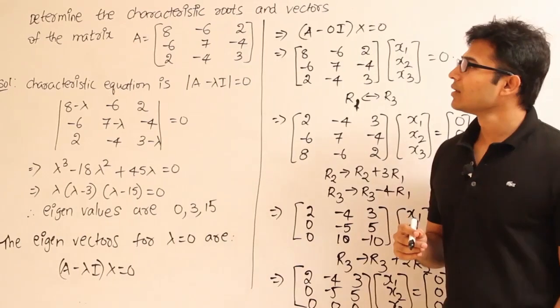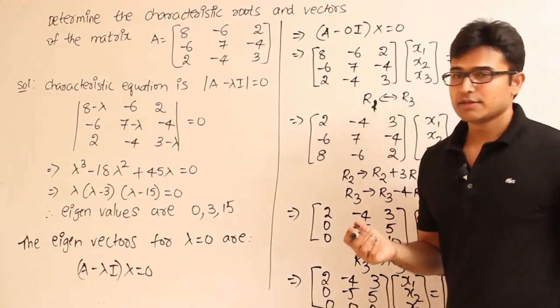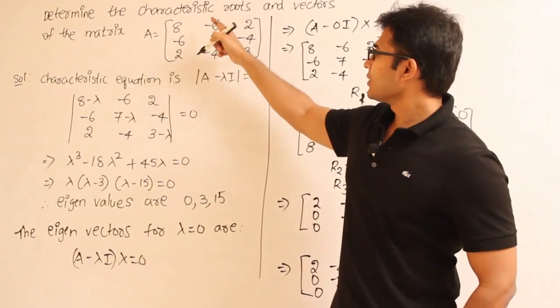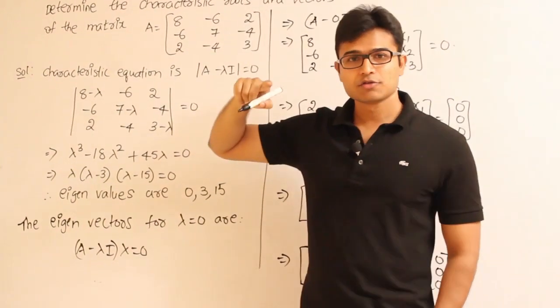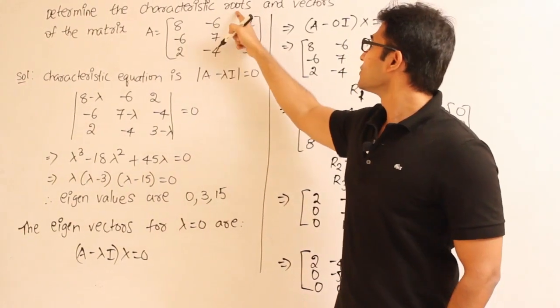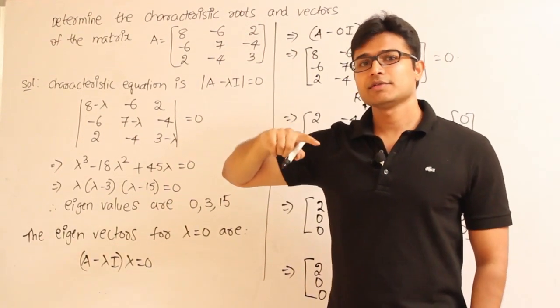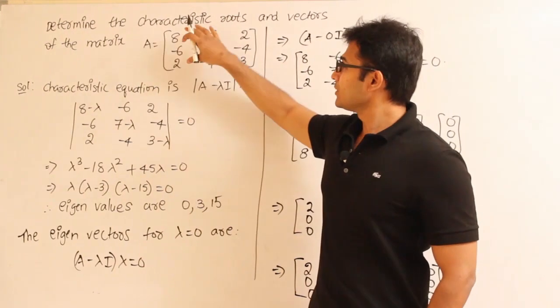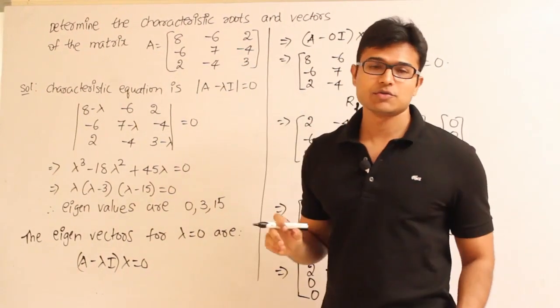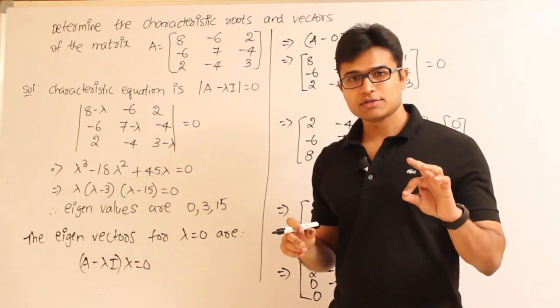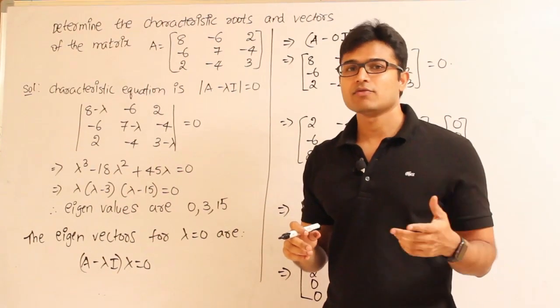Now let's see this one. It is a 3 by 3 matrix, and now we are supposed to find out characteristic roots. Characteristic roots means eigenvalues. Characteristic vectors means eigenvectors. So for a 3 by 3 matrix, we are supposed to find out characteristic roots and characteristic vectors. So how can we find out?